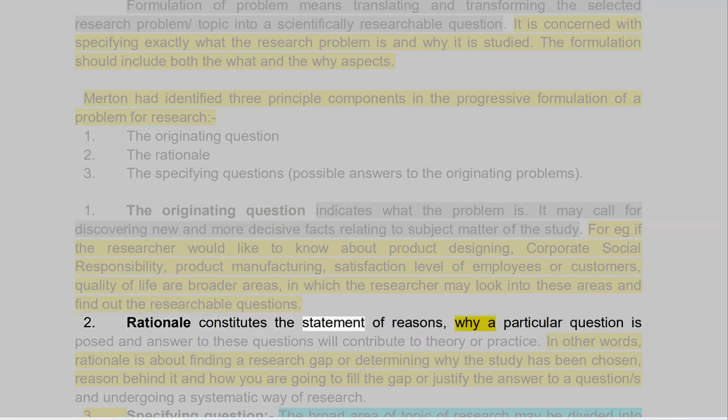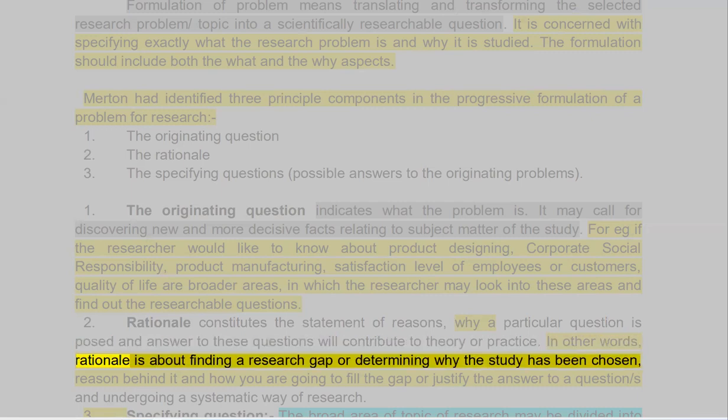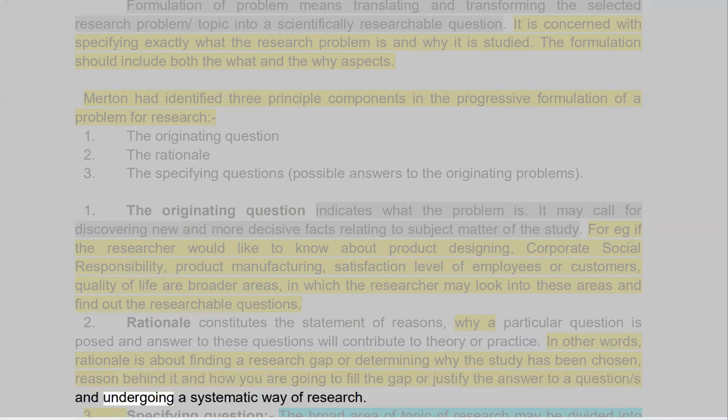2. Rationale constitutes the statement of reasons why a particular question is posed, and how answers to these questions will contribute to theory or practice. In other words, rationale is about finding a research gap or determining why the study has been chosen, the reason behind it, and how you are going to fill the gap or justify the answer to a question, undergoing a systematic way of research.